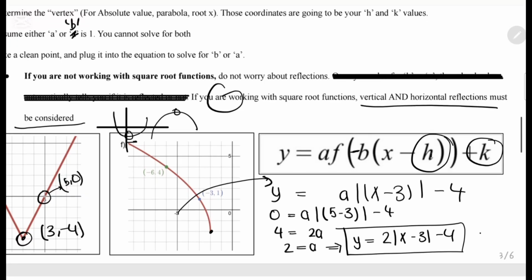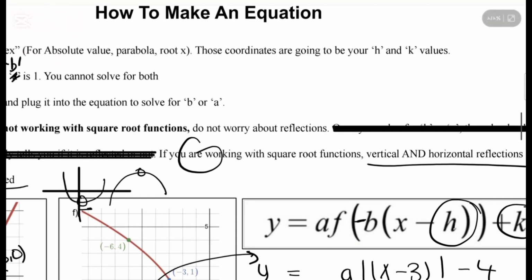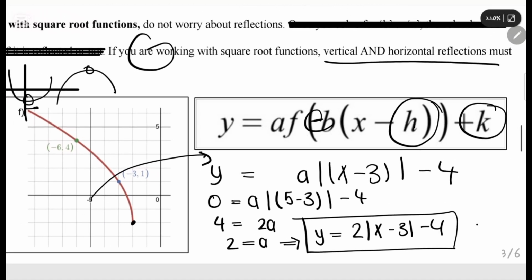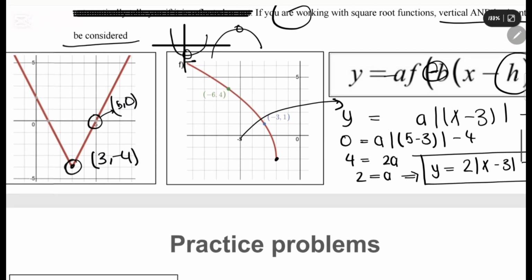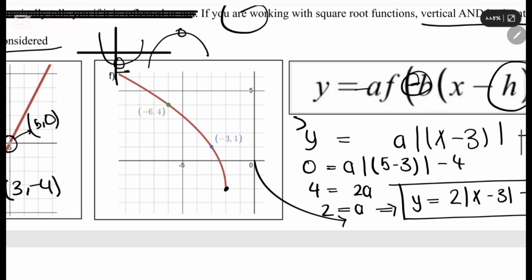Because an explanation is that for a square root function, the domain of it, right? The domain of it is x such that x is smaller than or equal to 0, right? There's a restriction, so that's why we have to consider the negative as well, right? Either in a or b. For example, if this graph were to go like this, then your a would be negative.